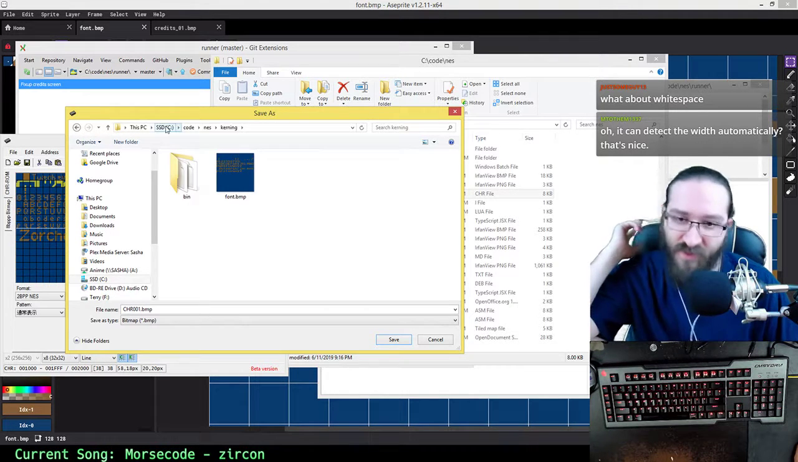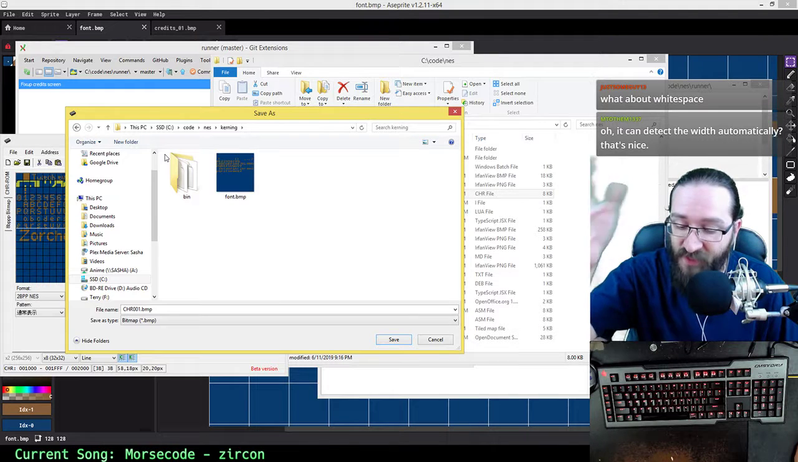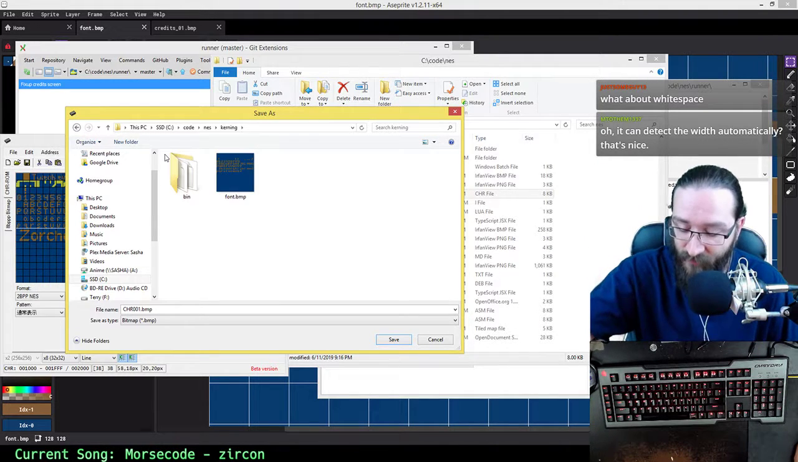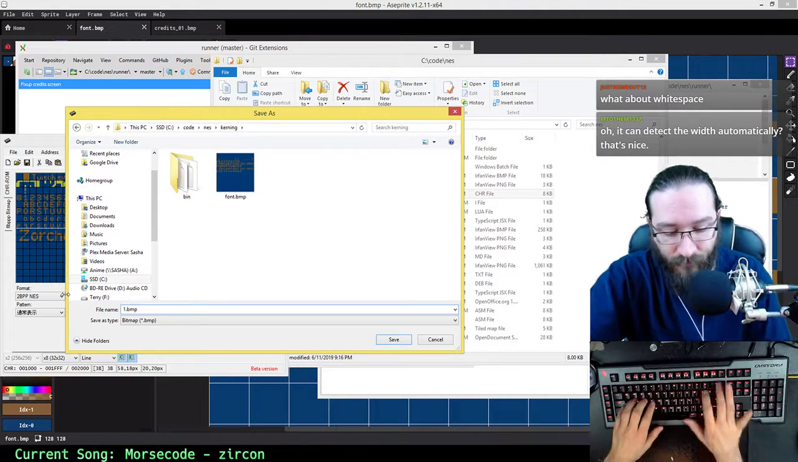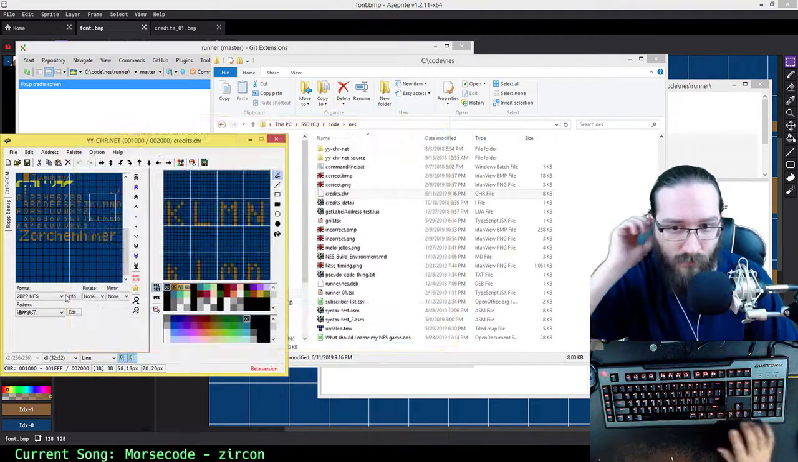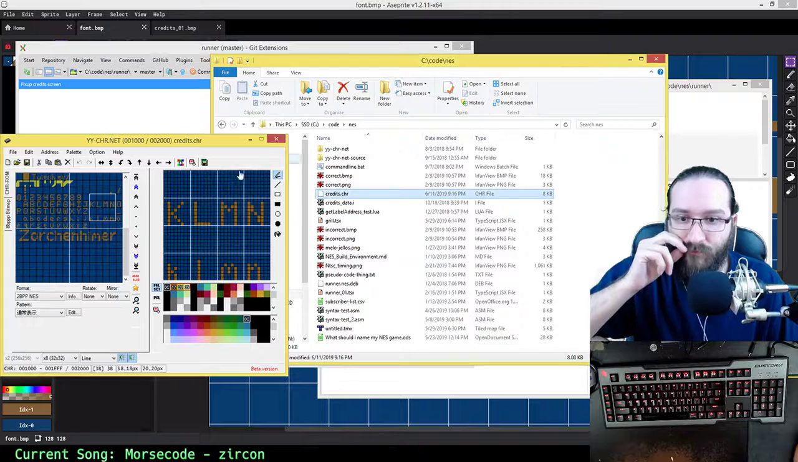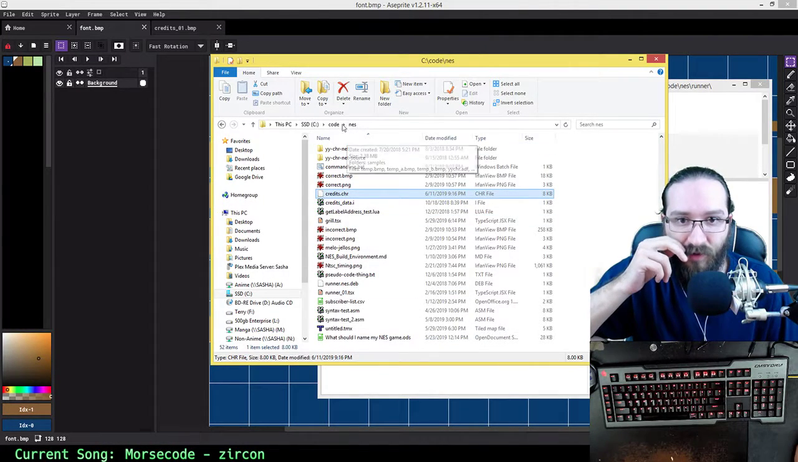What about white space? Spaces are defined as something. I didn't actually have anything in there that had spaces. I can most certainly put that in there though. All right, so we're gonna close that out with that. Up one.